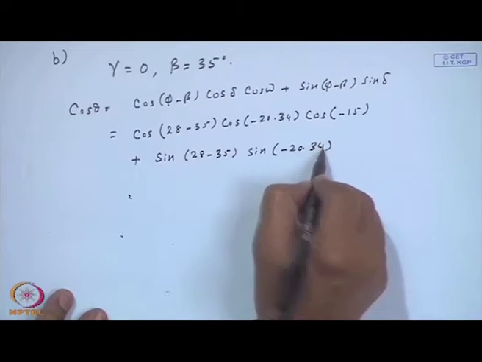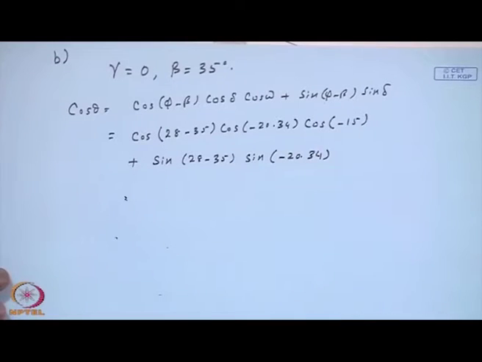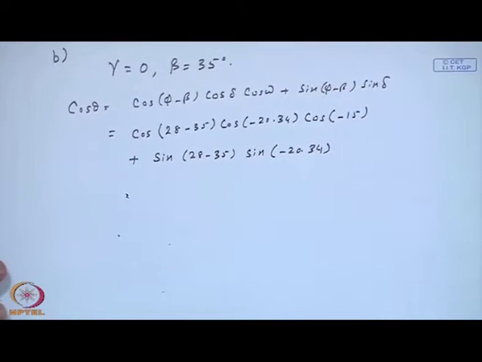Also, I can finish my writing. So, cos(phi minus beta) cos delta cos omega plus sin(phi minus beta) sin delta will be cos of latitude 28 degrees, slope 35 degrees, times cos of the declination minus 20.34, and then cos omega, with omega minus 15, plus sin(phi minus beta) and then sin delta.